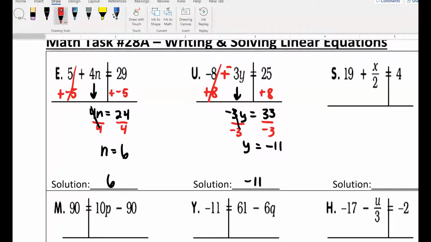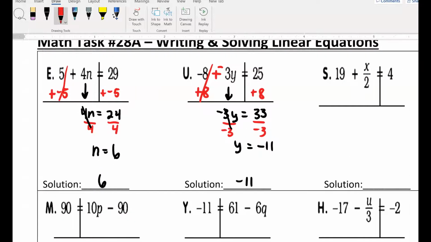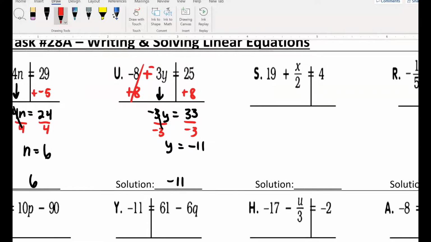So I have 19 plus x over 2 equals 4. So I'm adding negative 19 to both sides because, again, I want that to cancel off to be 0. 19 plus negative 19 is 0. So I get x over 2. I'm dropping this whole expression down, equals negative 15. Again, use that calculator in case you are doubting yourselves on your negatives.